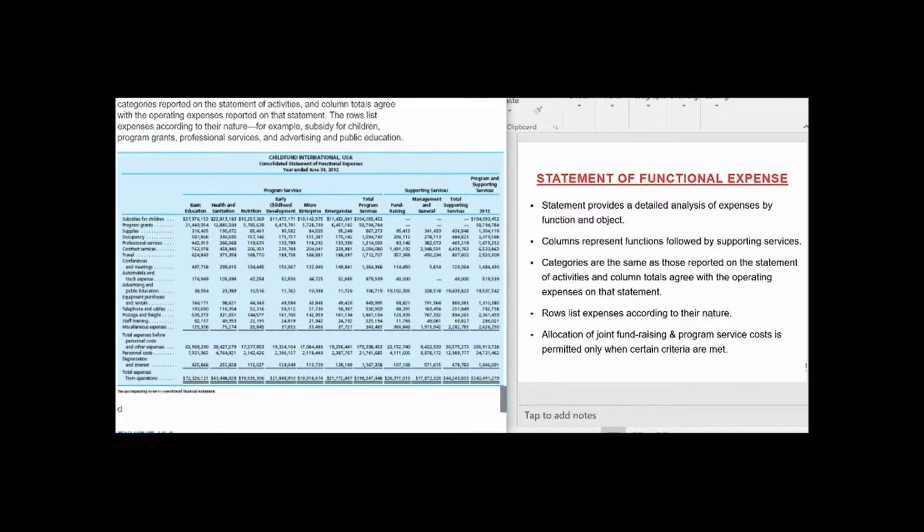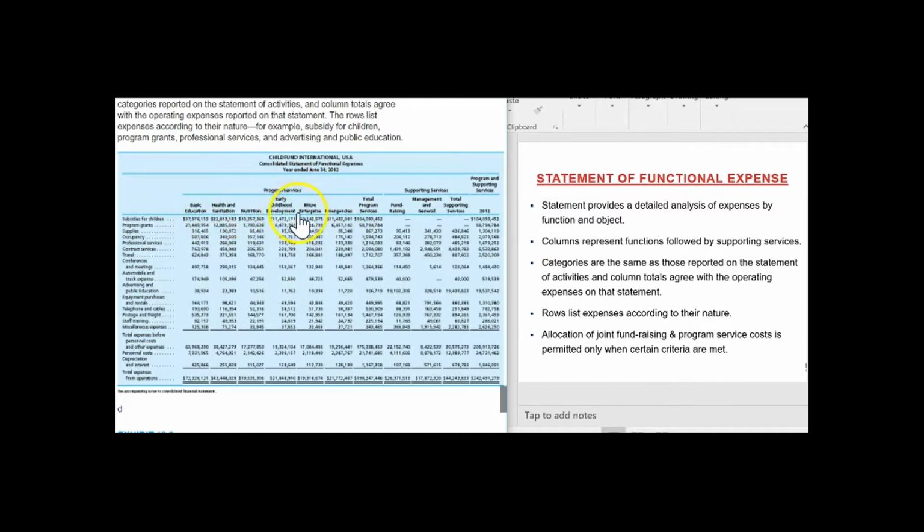So in this example, you will see that they actually have 6 categories. These are the 6 categories of program service related costs: basic education, health and sanitation, nutrition, early childhood development, microenterprise, and then they have another, emergencies.